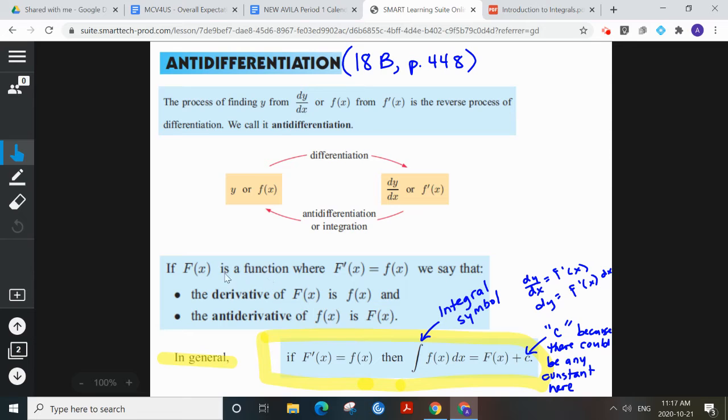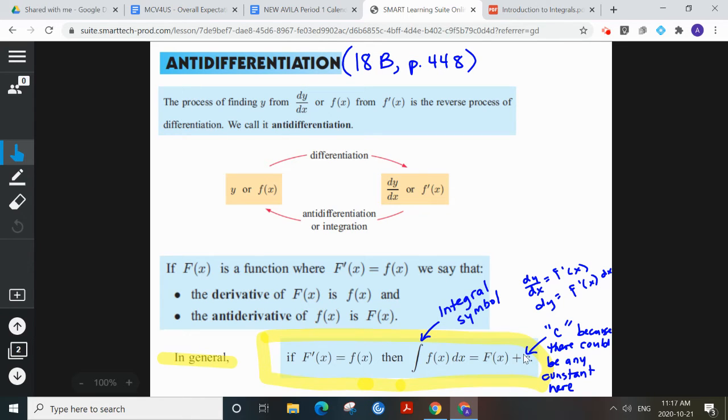Okay, so in general, we use this symbol called the integral symbol, and it says that if capital F prime of x is equal to f of x, then the integral of f of x equals capital F of x plus c. It just means this is the derivative and I'm taking the integral of it, so I'm going back to the original function.